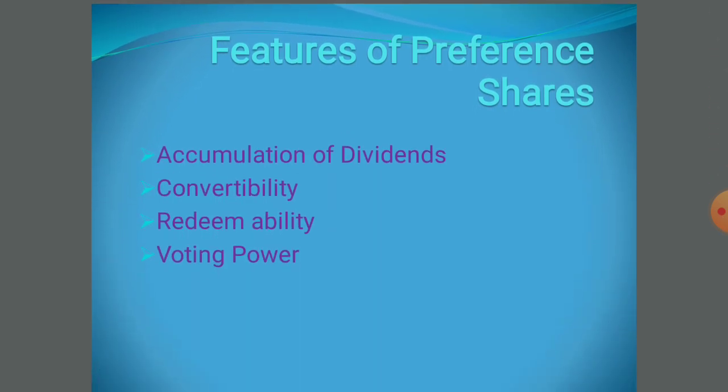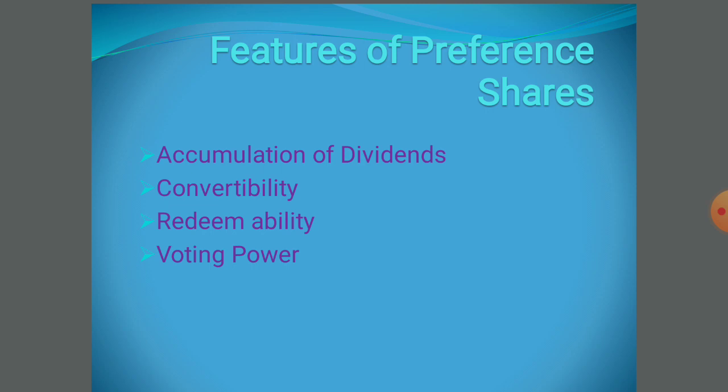Now, what are the features of preference shares? The first feature of preference shares is accumulation of dividends. As we have seen, it is not mandatory for an organization to pay the dividend to the preference shareholders, but if the company is not able to pay the dividend in a particular financial year, that same dividend can be given in the next year. That is, you are going to accumulate the dividend and that dividend would be paid with the dividend of next year, and that is a feature of preference shares.